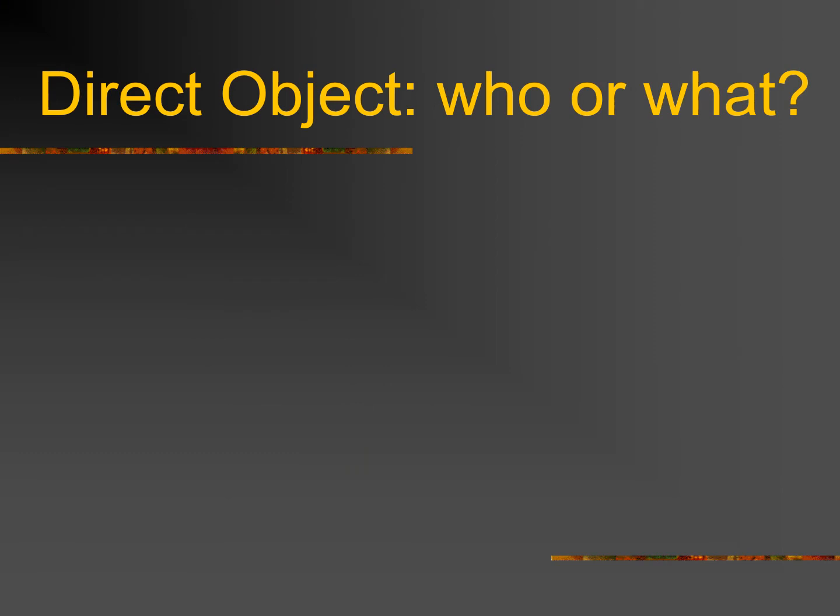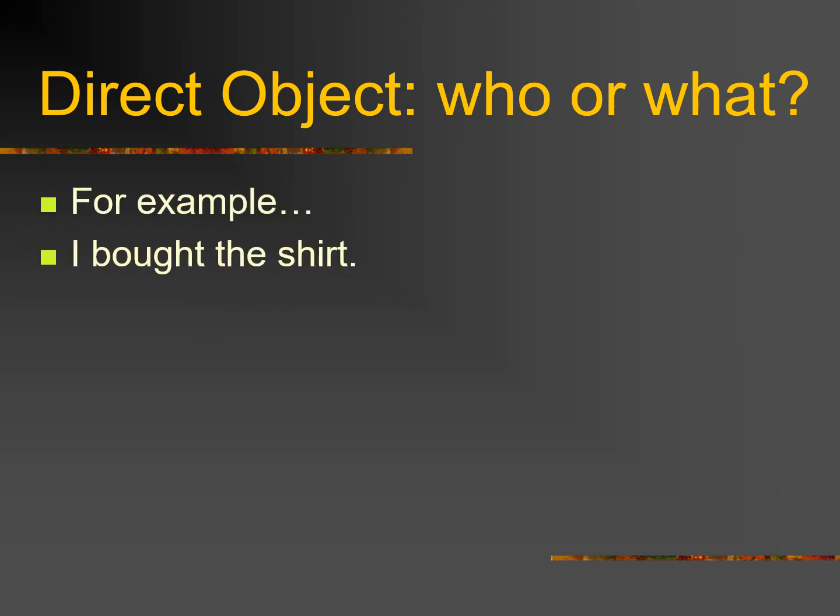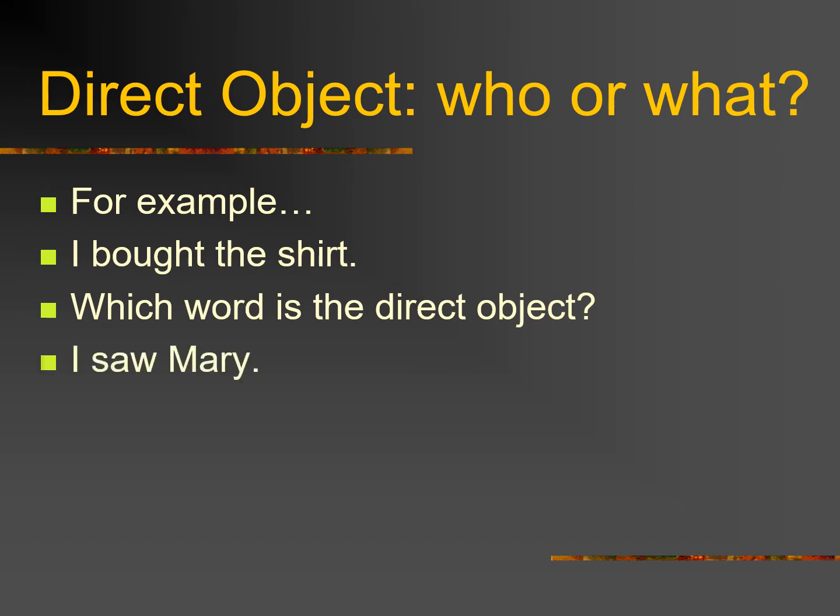You know that the direct object is the person or thing that receives the action of a verb. For example, I bought the shirt. Which word is the direct object? Well, you will need to ask the verb. What did you buy? The shirt. So the shirt is your direct object. Or, I saw Mary. So you need to ask the verb. Who did you see? Mary. Mary is your direct object.